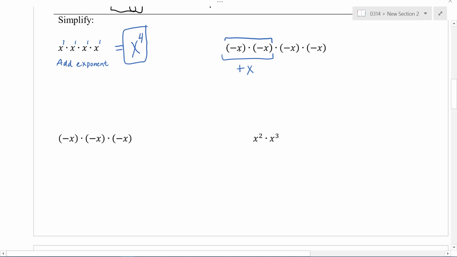So it's a positive x. How many times am I multiplying x times itself? Once, twice, so 2 times. So I'm going to write that as an exponent of 2. So that's a positive x squared.